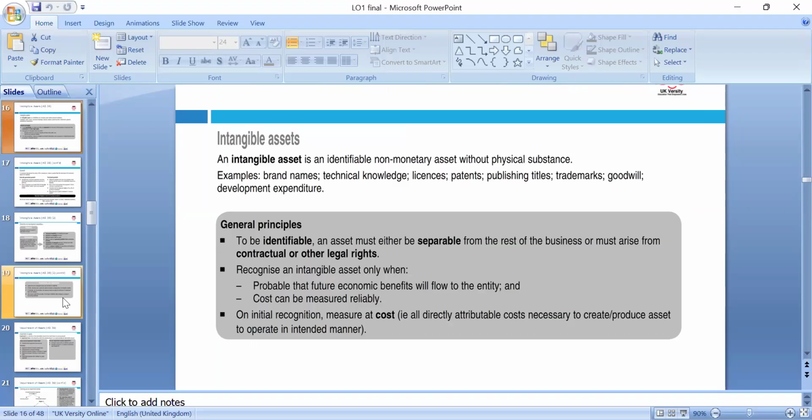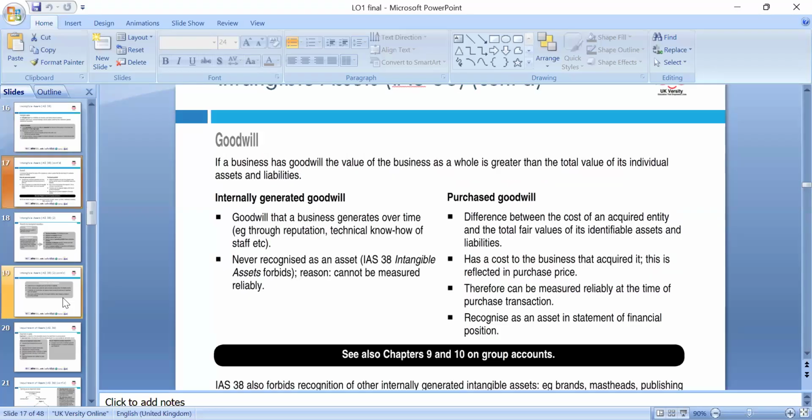Intangible assets are assets that have no physical substance. We need to look at intangibles like goodwill, patents, copyrights, and so on. We need to identify the asset, separate it, and determine the cost. Goodwill, of course, is one of the key elements when we go through the consolidated financial statements as a group. So we need to follow IAS 38.